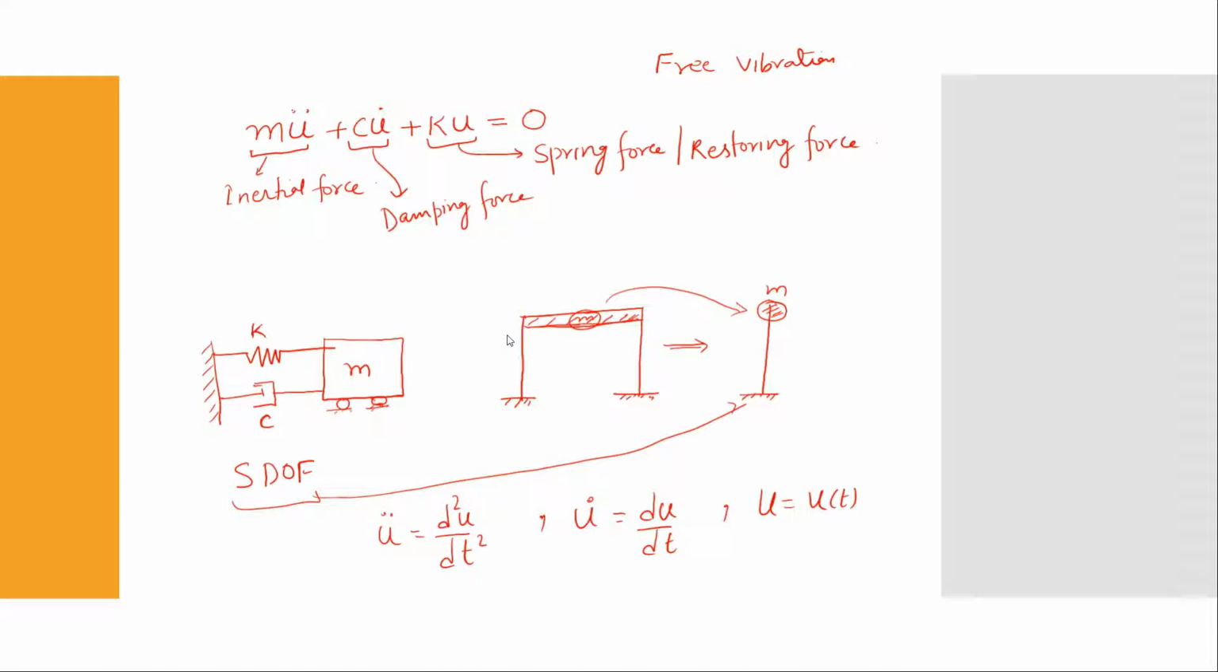Now we have seen that m u double dot plus c u dot plus k u equals 0, where m u double dot is the inertial force, c u dot is the damping force, and k of u is the spring force or restoring force. We have idealized a single degree of freedom system, and for it we have written this equation for free vibration cases. We will write the equation again: m u double dot plus c u dot plus k of u is equal to 0.